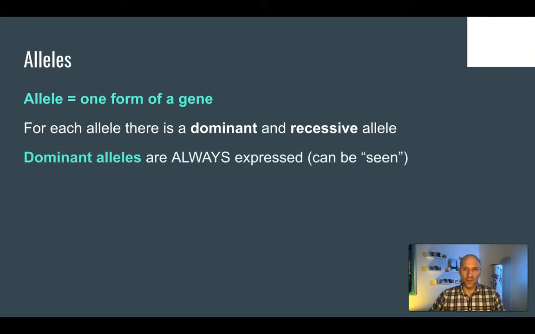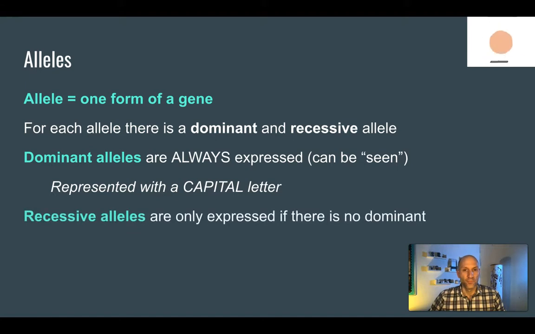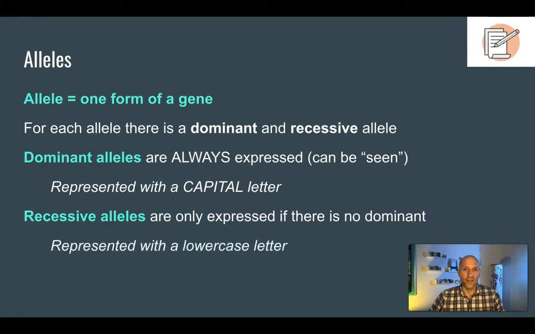Dominant alleles. Think about the word dominant. Dominant alleles always are expressed. They can always be seen. So an organism with a dominant allele, you will always see that dominant trait. We always represent dominant alleles with a capital letter. Now I promise this will make more sense in about a second. For every dominant allele, there's a recessive allele, or there's a recessive form of a gene. Recessive alleles are only expressed if there is no dominant allele. And we will represent recessive genes with a lowercase letter.